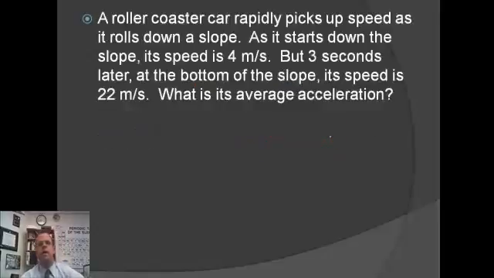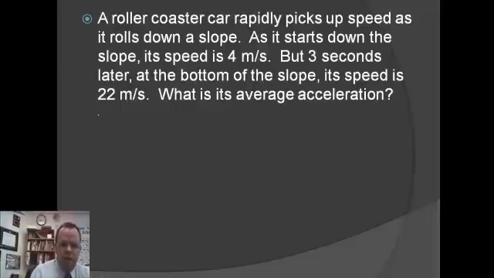So let's look at some example problems with acceleration. A roller coaster car rapidly picks up speed as it rolls down a slope. As it starts down the slope, its speed is 4 meters per second. 3 seconds later, at the bottom of the slope, its speed is 22 meters per second. What is its average acceleration?